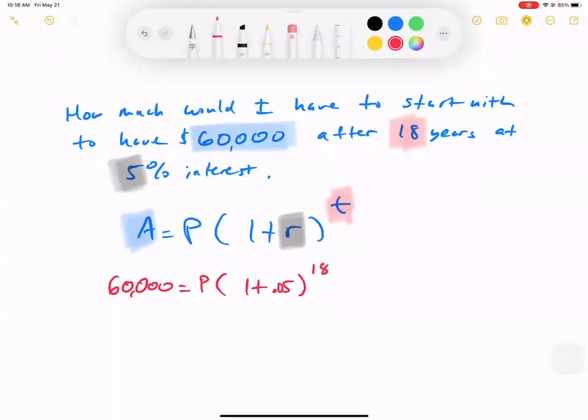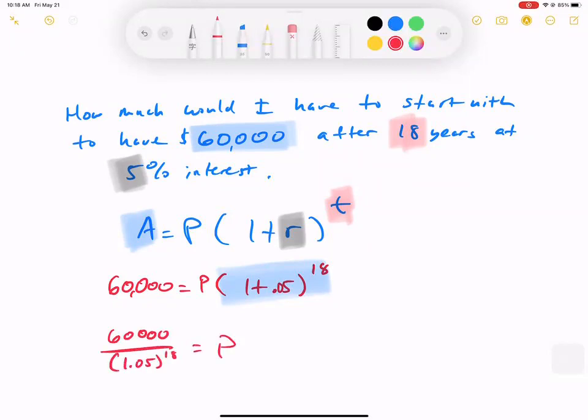Now for this problem, I want you to realize that though it looks ugly, that's just a calculator problem, right? 1 plus 0.05 to the 18th power, that's just calculator. And all we have to do for this problem is solve for P. And to solve for P, it's 60,000 divided by 1.05 to the 18.